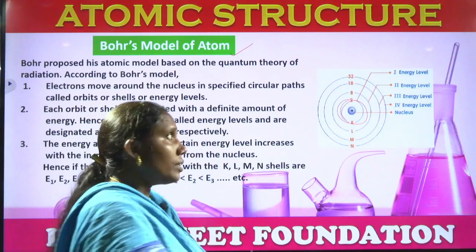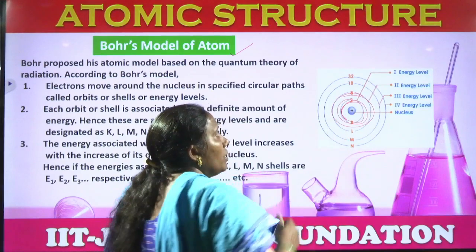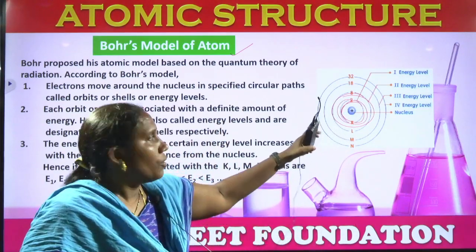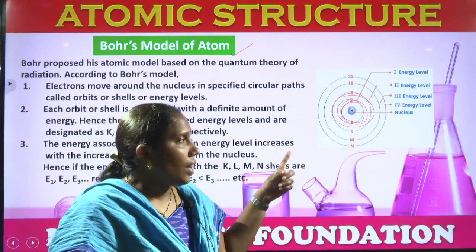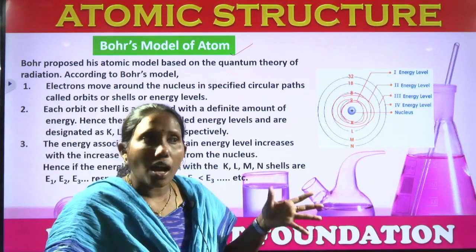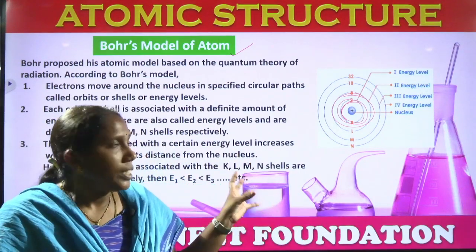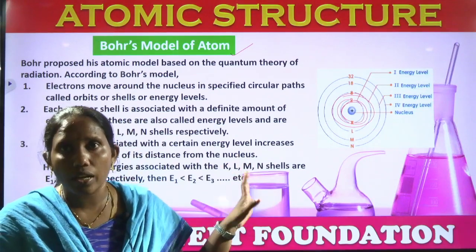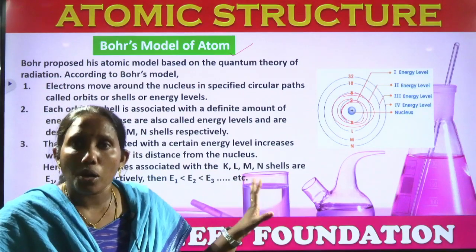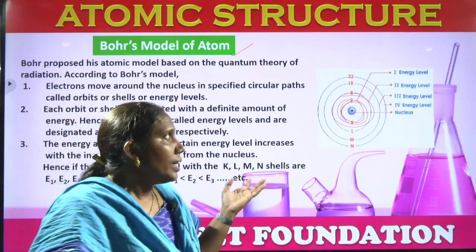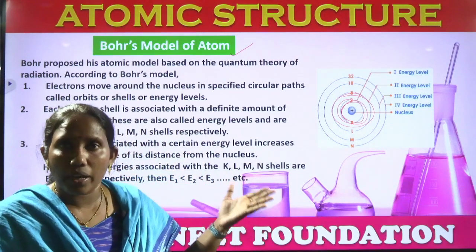When n equals 1, it means the first orbit; n equals 2, second orbit; n equals 3, third orbit; n equals 4, fourth orbit, or else they are given as K, L, M, N shells. A shell or orbit is nothing but the circular path in which electrons revolve around a nucleus. Those circular or stationary paths are called orbits. Those orbits are n equals 1, first orbit, like that, or K, L, M, N shells, like he has given.